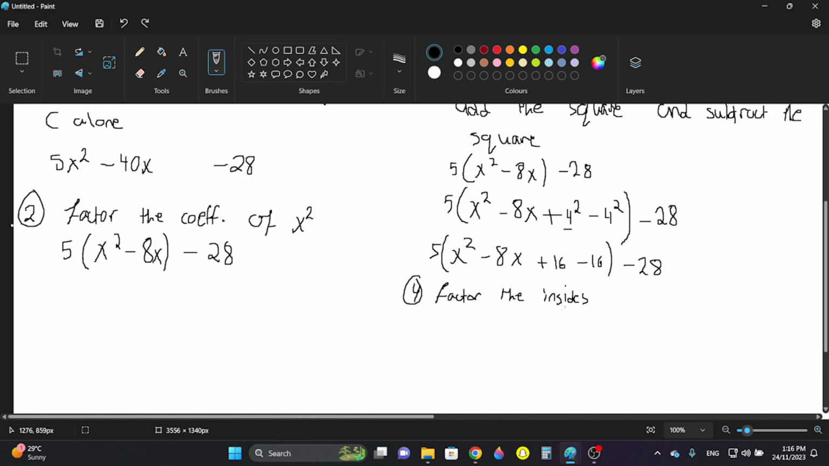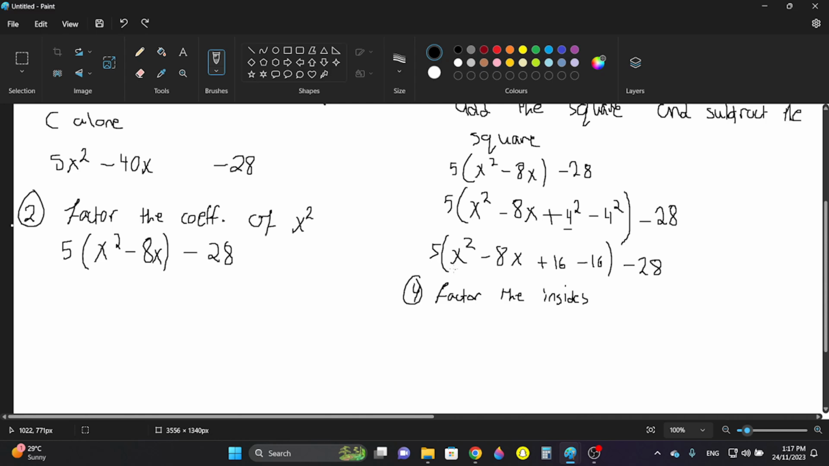When I say factor the insides, at this step, you must have squares. If you don't have squares, then you're solving wrong. Okay? How do I factor the insides? I'll take the square of the first number and the square of this number. You don't touch the minus 16. You don't touch it for now. Okay? We only want to factor these three numbers.